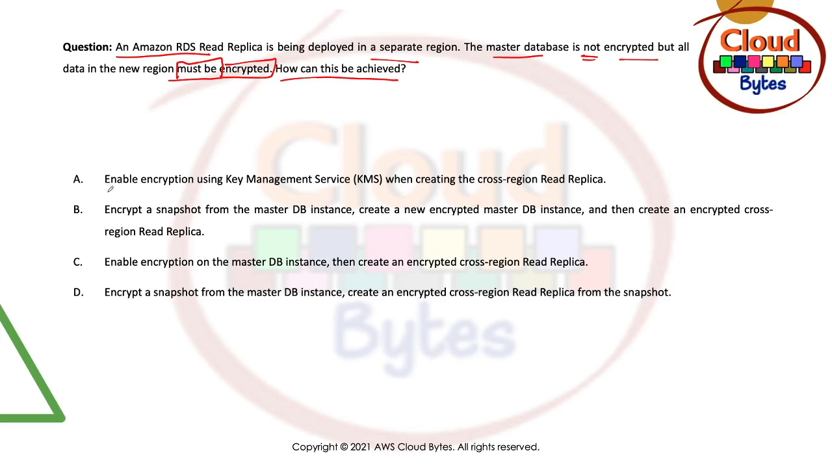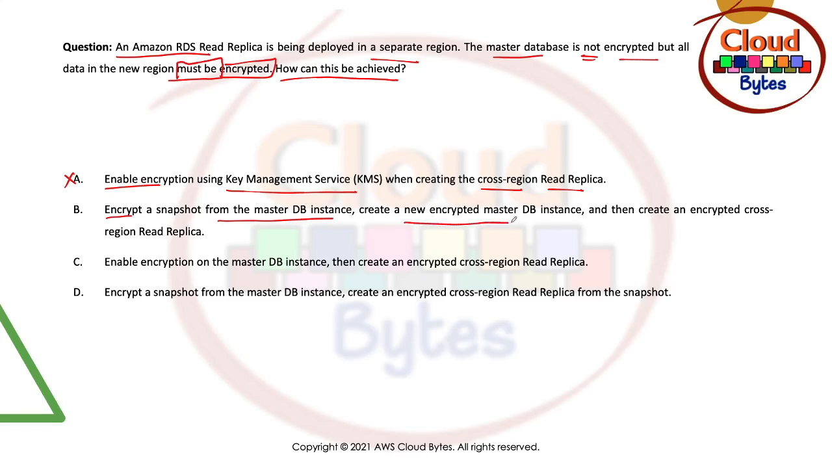Let's go through the options. Enable encryption using KMS when creating a cross-region read replica. Enabling encryption using KMS is incorrect. One thing to note is that you cannot create an encrypted read replica from an unencrypted master. In this case, enabling encryption using KMS when creating a cross-region read replica is not something you can do from a non-encrypted master database.